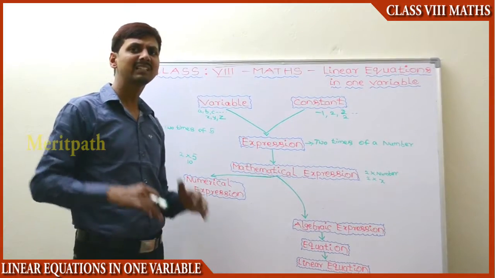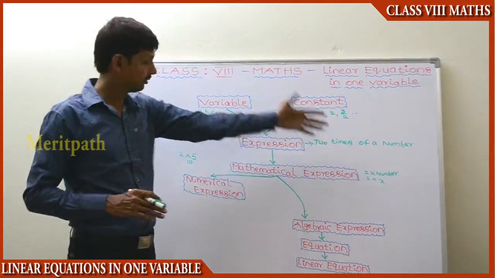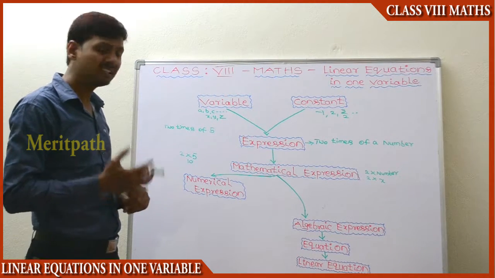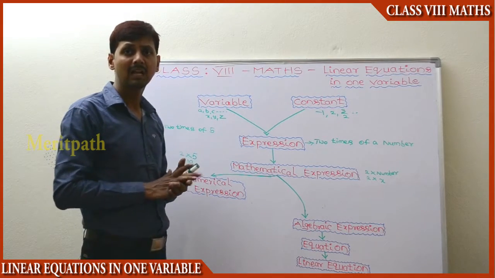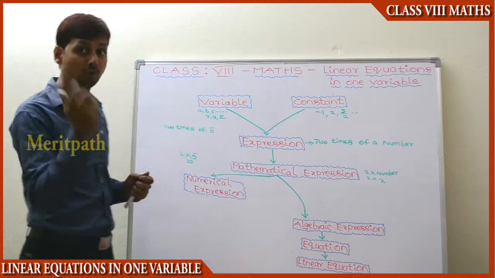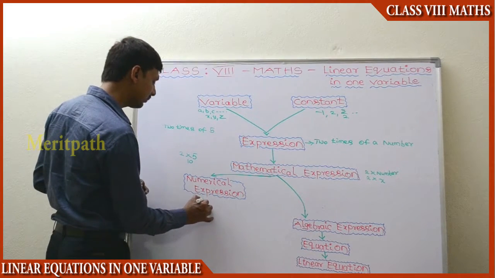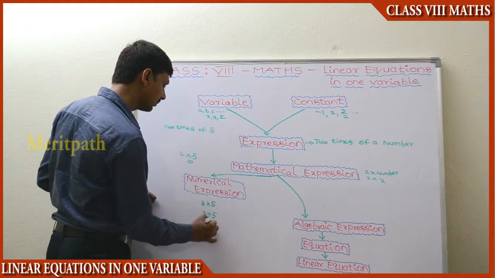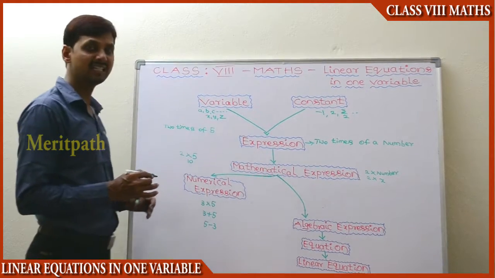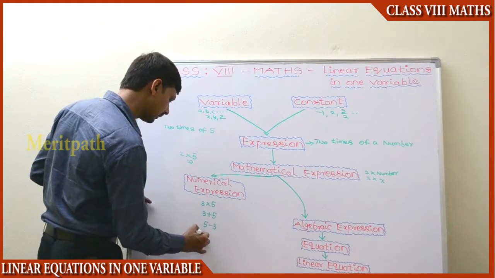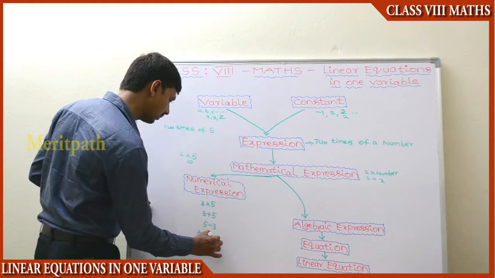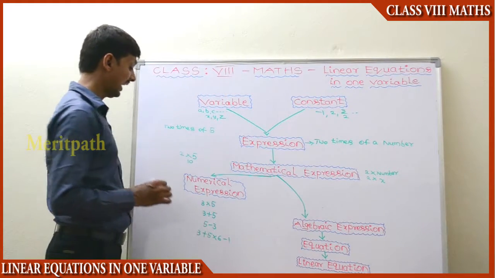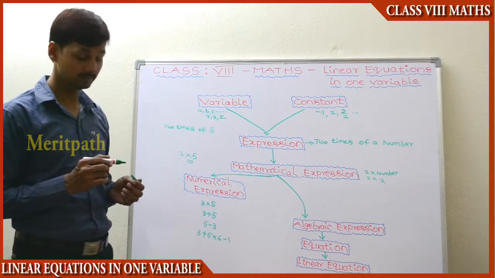A mathematical expression contains variables or constants. It can be anything. If a mathematical expression contains numerical values only, we call it a numerical expression, like 3 times 5 or 3 plus 5, or 5 minus 3. Or we can use multiple operations, like 3 plus 5 into 6 minus 1. This kind of expression is called a numerical expression.